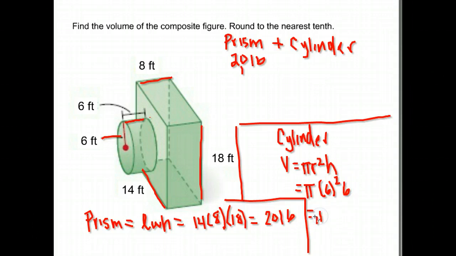Okay, so we have pi times 6 squared. 6 times 6 is 36. Times 6. We go pi times 36 times 6, because we want to the nearest tenth. So go ahead and multiply the pi times 36 times 6. When I do that, I get 678.58. I'm going to round to the nearest tenth, so it'd be 678.6. So the volume of my cylinder is 678.6.